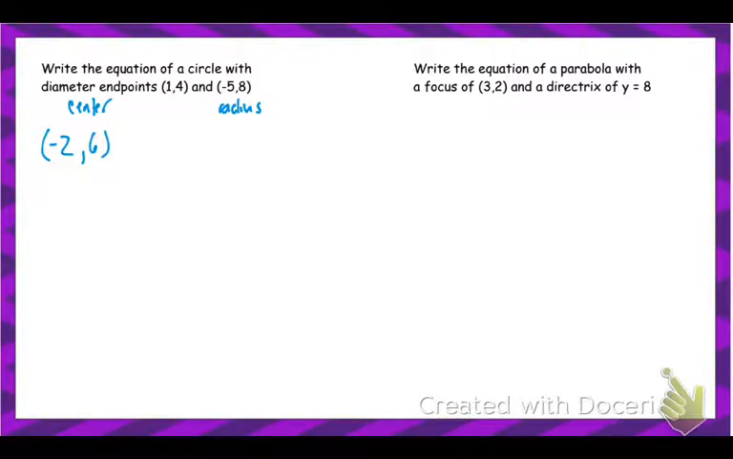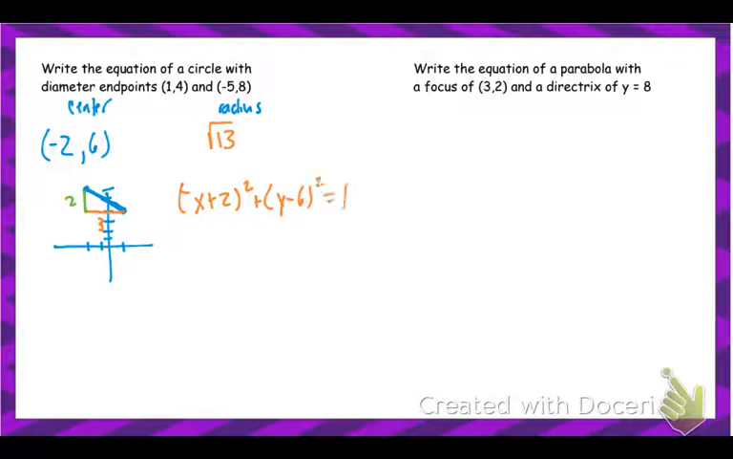To find the radius, I need to know how far away the center is from one of those endpoints. It doesn't matter which one you use. I'm going to use (1, 4). So I need to know that distance. If you don't remember the distance formula, that's okay. You can just use the Pythagorean theorem. So this side-to-side distance is 3. This up and down distance is 2. So the radius would be the square root of 3 squared plus 2 squared, which is the square root of 13. So this would be (x plus 2) squared plus (y minus 6) squared equals 13.